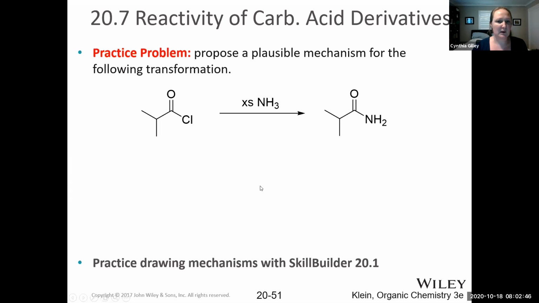Let's do a practice problem. This problem asks you to propose a plausible mechanism for the following transformation. So in this case, we're reacting an acid chloride with excess ammonia and isolating an amide. Go ahead and pause it, and then we'll go over the answer.